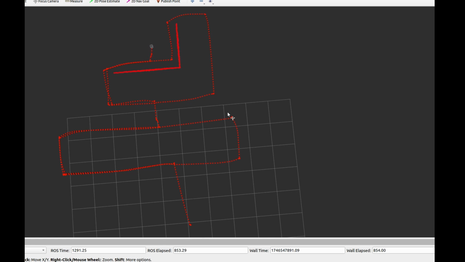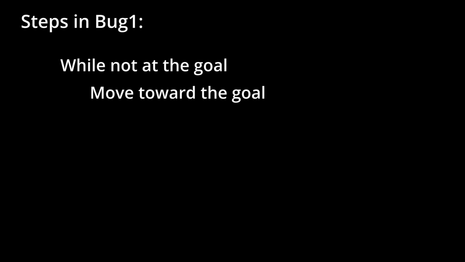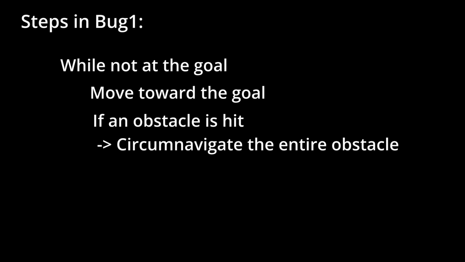As you can see, the robot now takes a completely different path. Let's look under the hood to understand why. Steps of the Bug 1 algorithm. While we are not at the goal, move toward the goal. If an obstacle is hit, circumnavigate the entire obstacle.